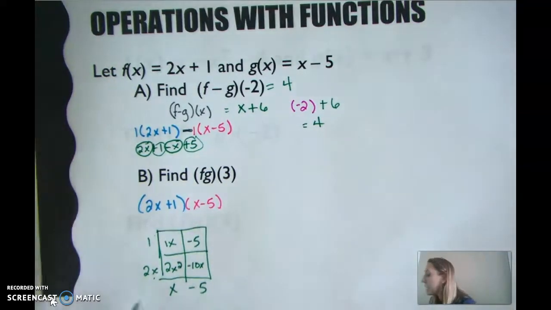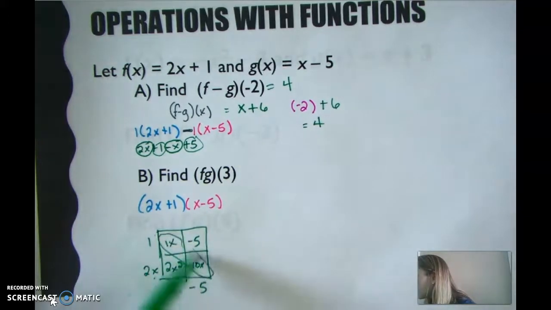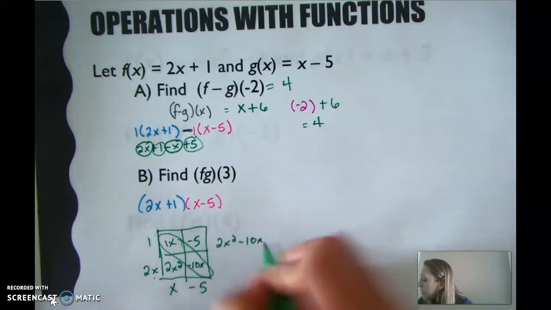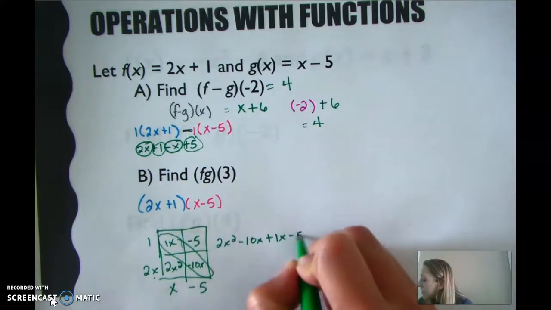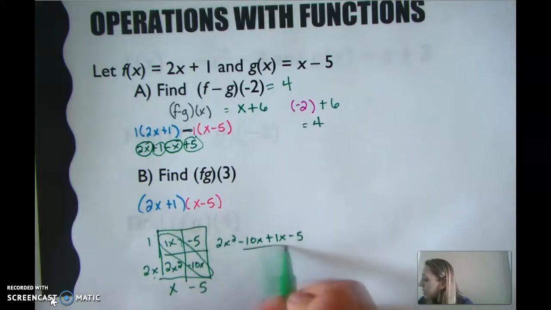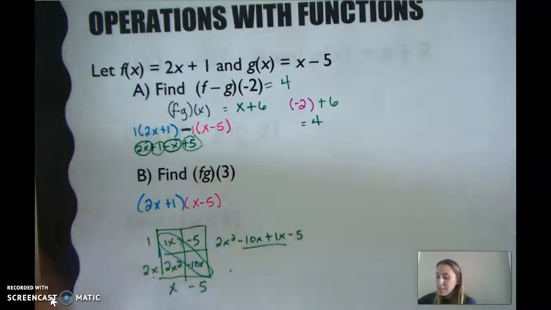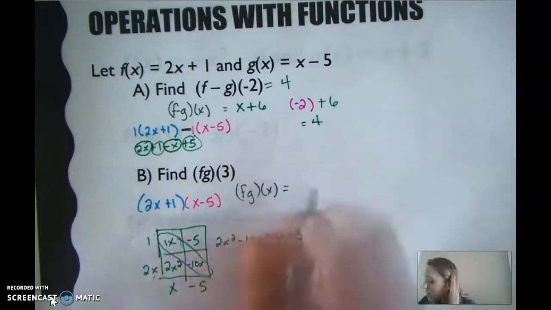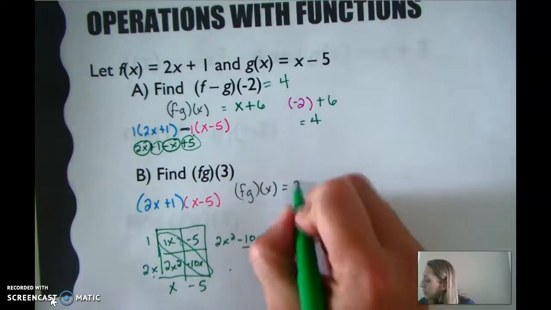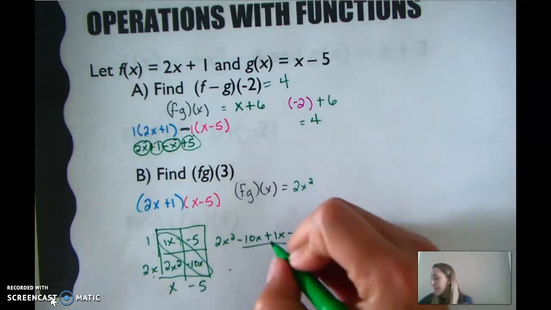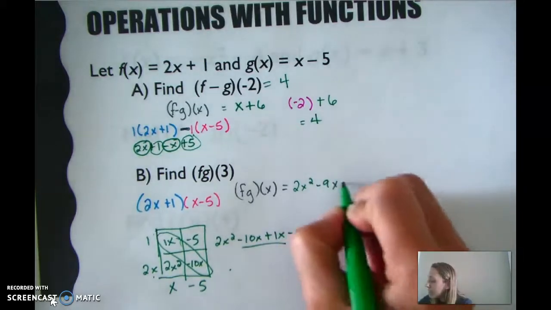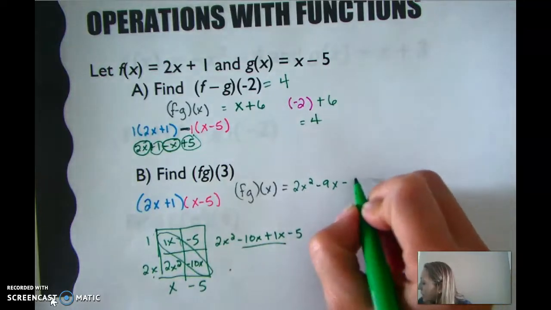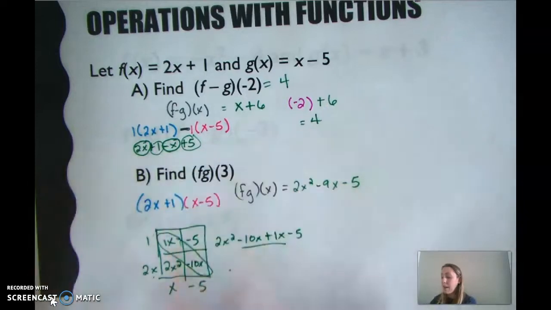Now I have to combine these ones, and these are like terms. So then I actually get 2x squared minus 10x plus 1x minus 5. My like terms are right there. So then I have to write it, f times g of x equals 2x squared. Negative 10x plus 1x is negative 9x, minus 5. Alright, and now I'm going to find the value at 3.